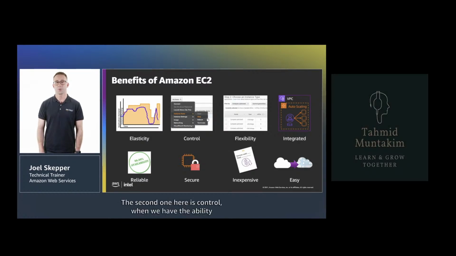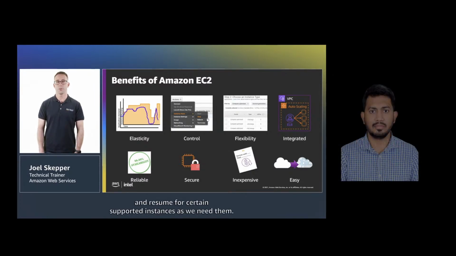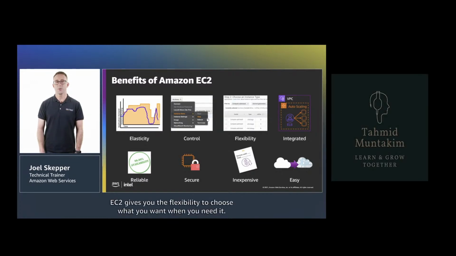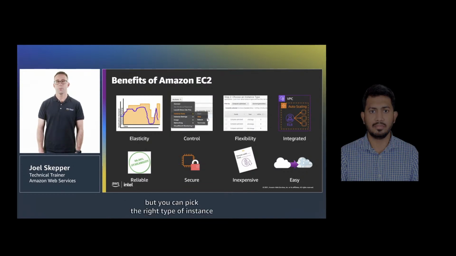The second one here is control. We have the ability to stop and start instances or pause and resume for certain supported instances as we need them. Again, that has a price benefit for us, the ability to save cost. When we don't need our instances to be running, we can scale down. But then it also gives us the ability to size our fleet appropriately to the amount of traffic. EC2 gives you the flexibility to choose what you want when you need it. There are a number of different EC2 instance types and families we'll talk about in a moment here, but you can pick the right type of instance for the right type of job.